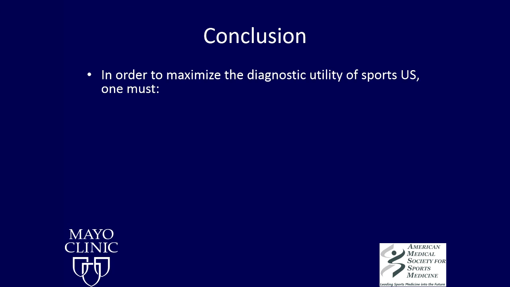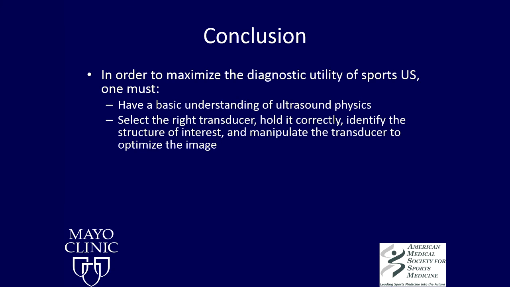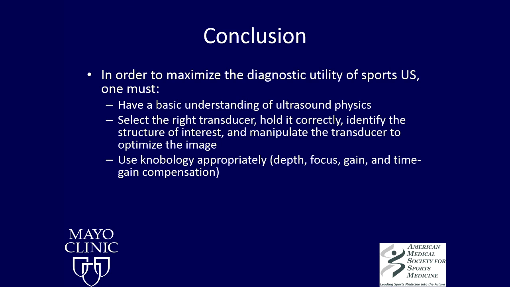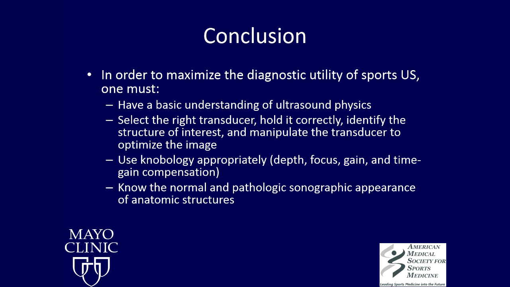So in conclusion, in order to maximize the diagnostic utility of sports ultrasound, you have to have a basic understanding of ultrasound physics. You have to select the right transducer, hold it correctly, identify the structures of interest, and manipulate the transducer to optimize the image. Then use appropriate knobology. And then when you're looking at it, you have to know what it should normally look like. So you have to have a knowledge of the normal appearance of structures and also the pathologic appearance of structures so that you can diagnose abnormalities. You also have to recognize and minimize common artifacts in order to minimize your false positives.